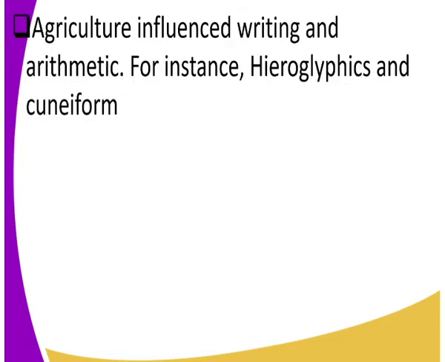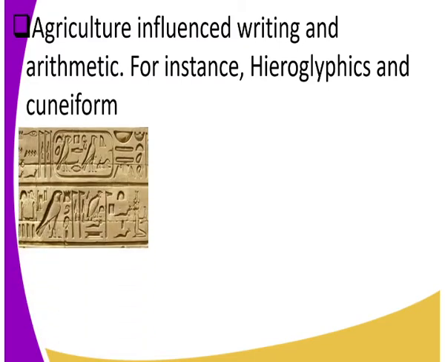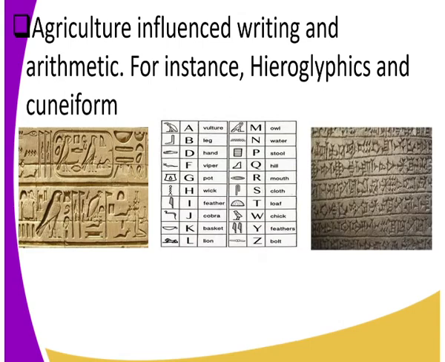For instance, talk of the hieroglyphics and the cuneiform. You might be surprised, what are these hieroglyphics? Those are them. Those are the hieroglyphics. What of the cuneiform? You can see the images there. Now, agriculture influenced writing and arithmetic. People were now able to count, able to write, and able to read. That was an impact of early agriculture in Mesopotamia.